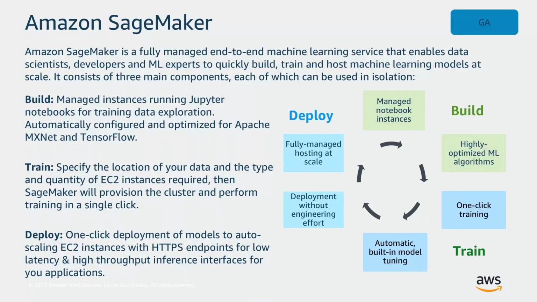Training is also much easier. Specify where your data is, select the instance type, and SageMaker will spin up an isolated auto-scaling cluster and will start training. And when training is done, SageMaker tears down the cluster for you.